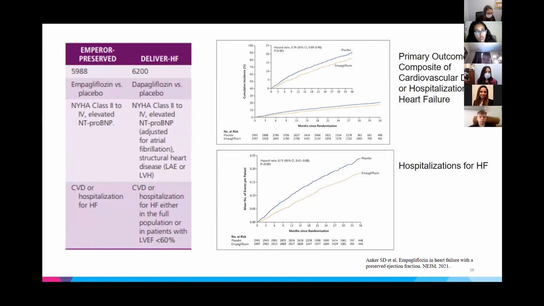These are the newest drugs that we have been using. These are SGLT2 inhibitors. The Emperor Preserved trial looked at empagliflozin, and Deliver Heart Failure is dapagliflozin versus placebo. Deliver HF has not yet released its information, but Emperor Preserved came out last year in NEJM. Up here shows the primary outcome composite of cardiovascular death or hospitalization for heart failure, which was significantly reduced in patients with empagliflozin, and you can see that here. It was driven primarily by hospitalizations for heart failure.